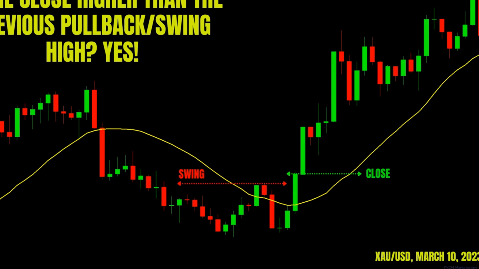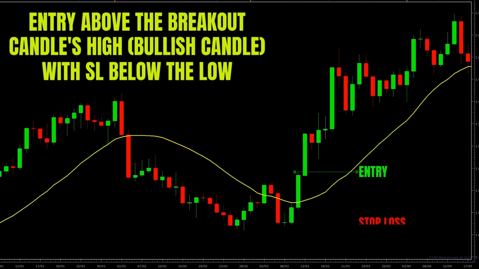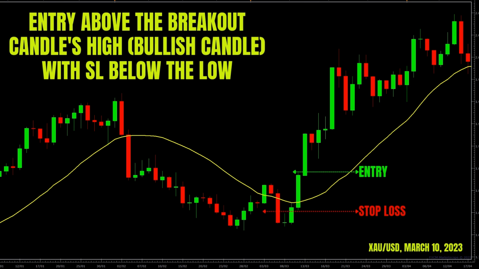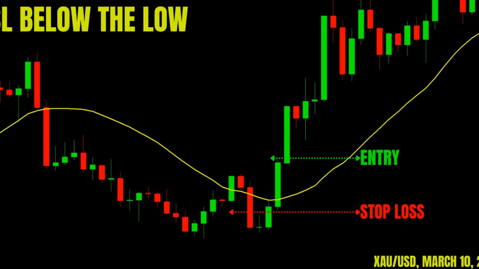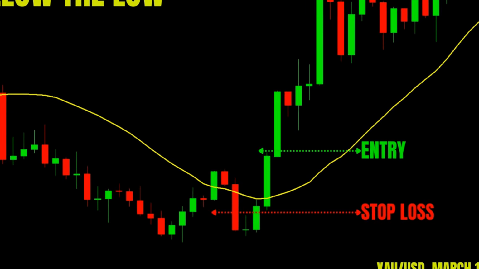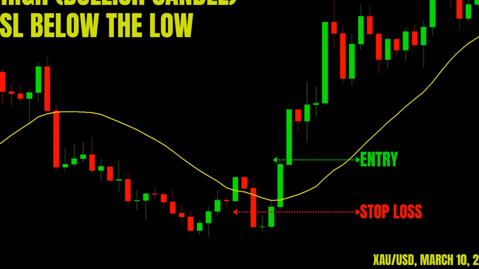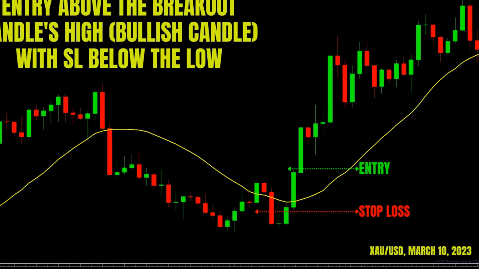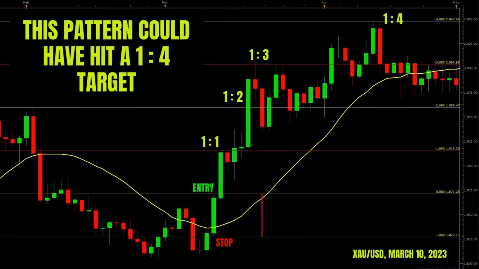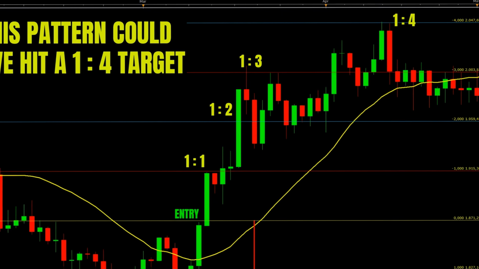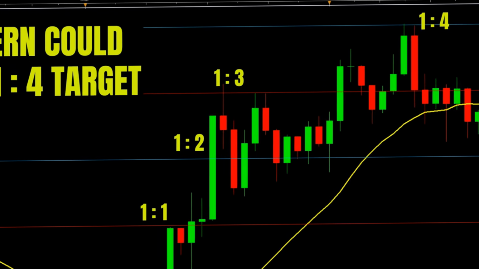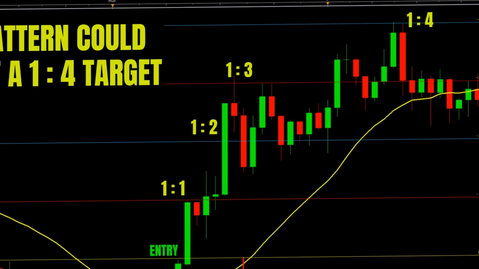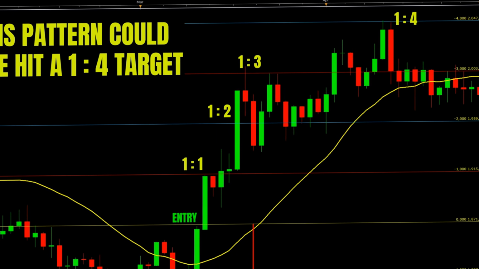All our entry rules are validated. Now for the execution. The entry is set as a buy stop above the candle's high, and the stop loss is placed below the low. This ensures our maximum risk is minimized, and the trade is activated only upon continued bullish follow-through. Looking at the outcome, the market aggressively moved upwards after activation. By managing the trade and potentially using a trailing stop, this pattern could have easily hit a 1 to 4 risk-reward target within a few weeks, demonstrating significant profit potential.